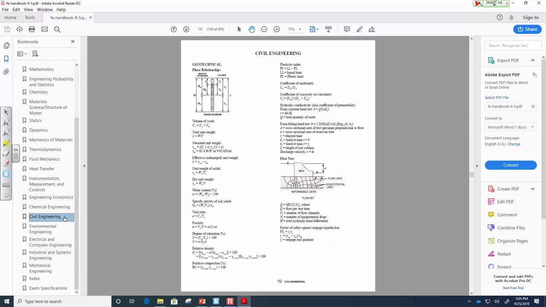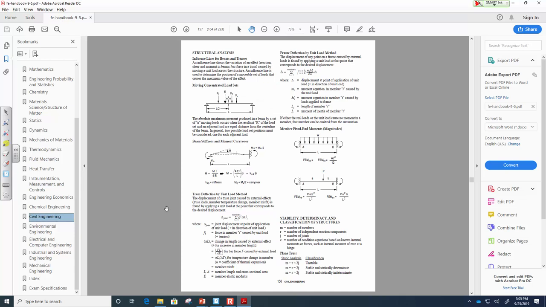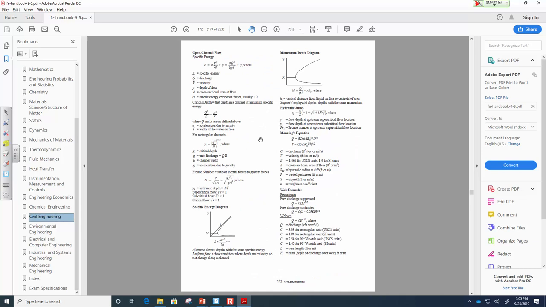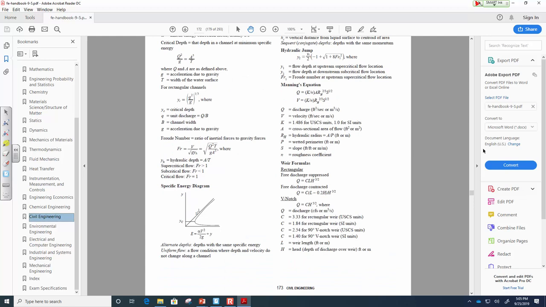So let me go to the civil section. I'm actually not sure if it's in here. It might be fluids. It might be here. Hold on. Oh, nope. Right here. So I'm in open channel flow. I'm on page 173. And here's Manning's equation.